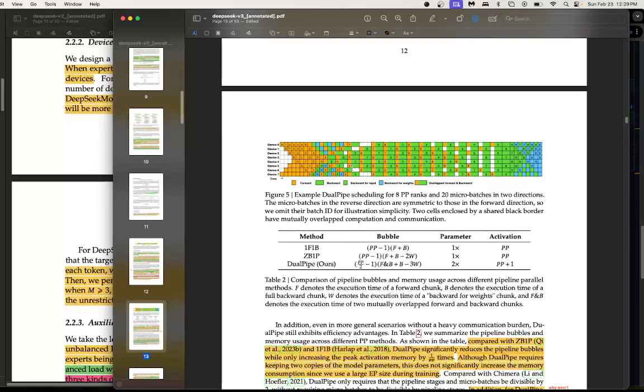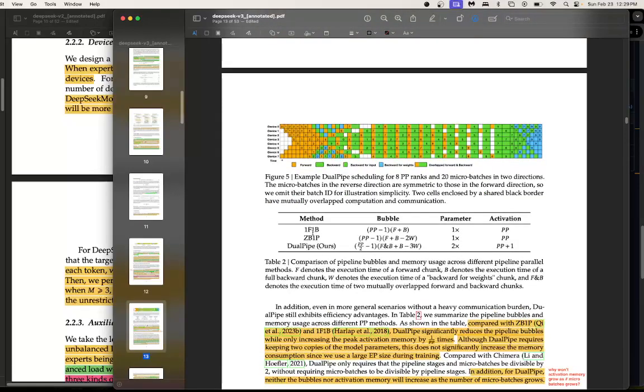So pretty interesting. You can see they compare to 1F1B, which is standard one forward one backward, zero bubble, and then theirs. And they say that the bubble is smaller, but it does come at the cost of higher parameter counts.